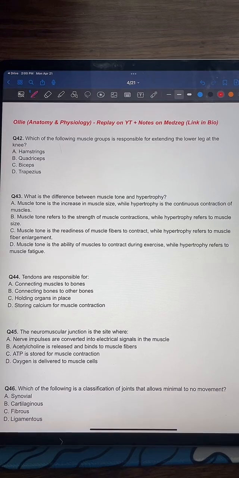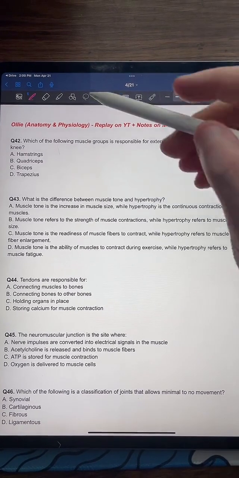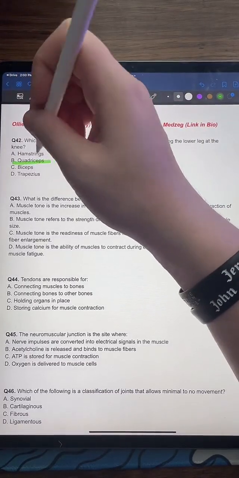42. Which of the following muscle groups is responsible for extending the lower leg at the knee? The answer is the quads.